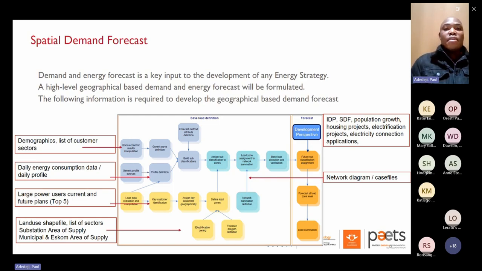Of course, there are several other methods like trending and machine learning, but unfortunately, most of them only take into consideration the temporal component of forecasting. They do not take into consideration how the population grows over a long period of time. So we always use the spatial demand forecast, which is highly recommended for strategic energy planning.